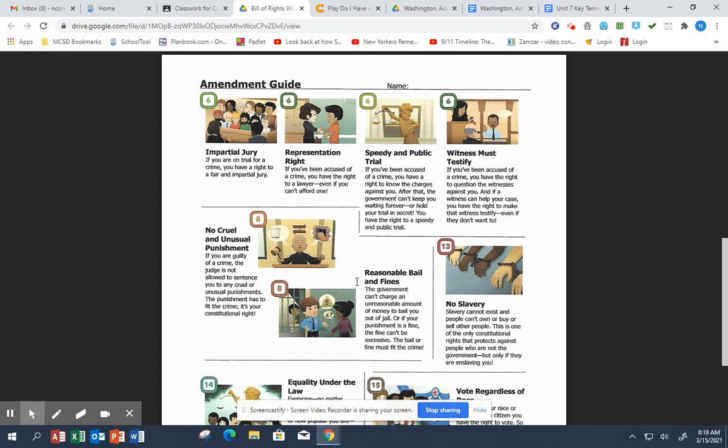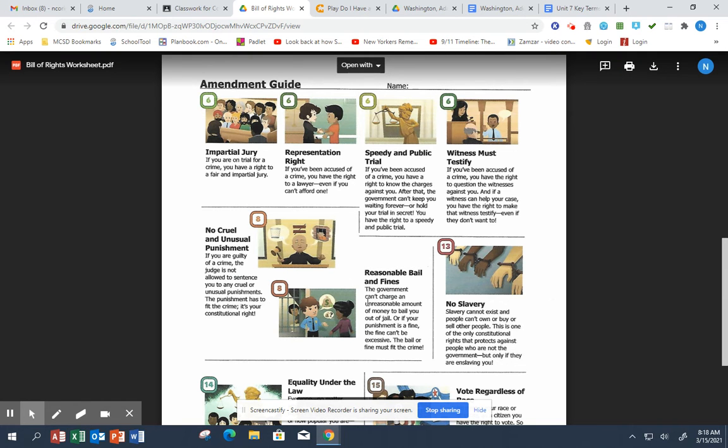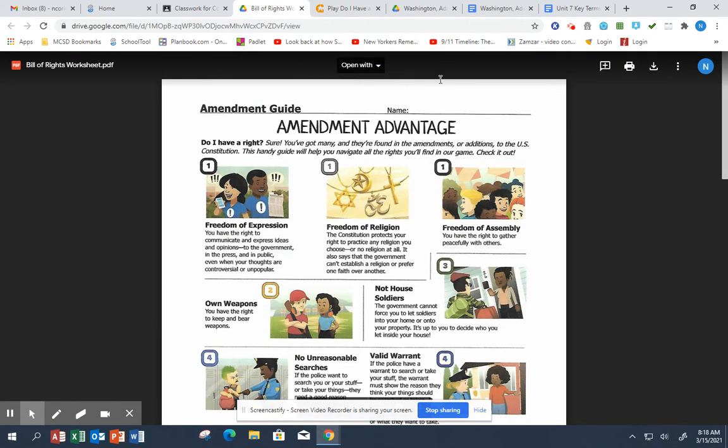And then number 10 talks about how the powers that are not listed in the Constitution or the Bill of Rights are reserved to the states. And it is up to a court to decide whether those state laws violate federal laws, or whether any of those state or federal laws are unconstitutional. That's basically what that means. And I will explain that in class tomorrow for the live lesson.